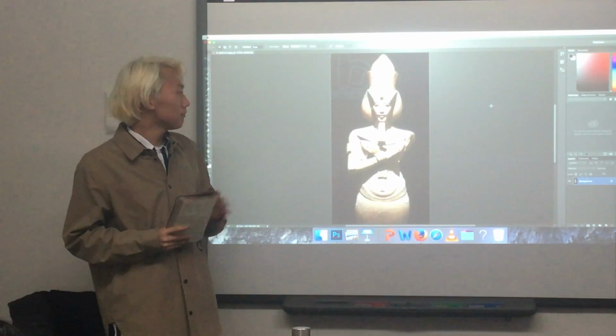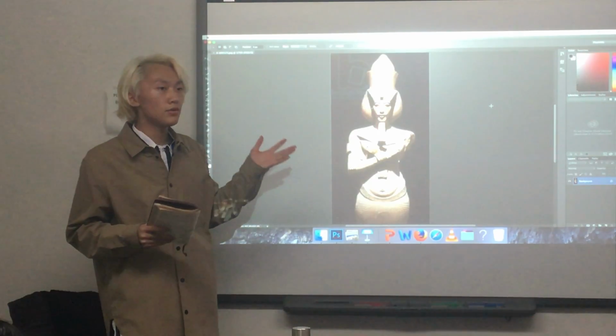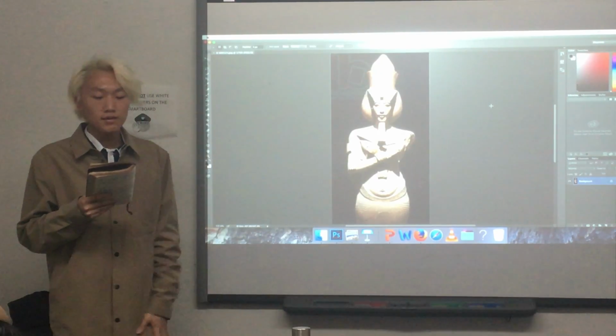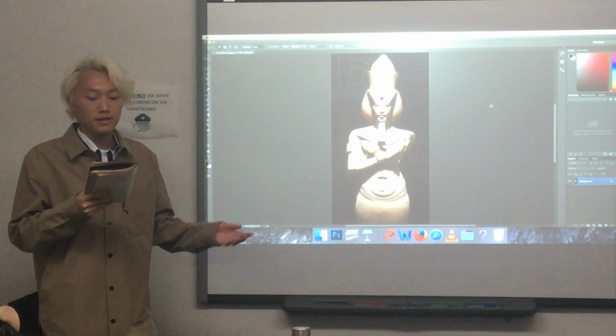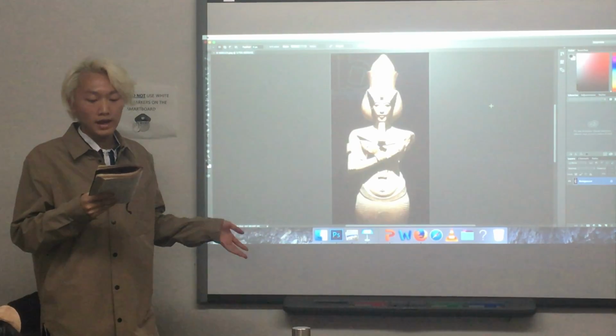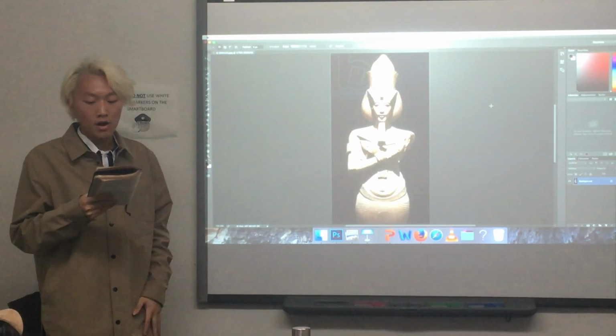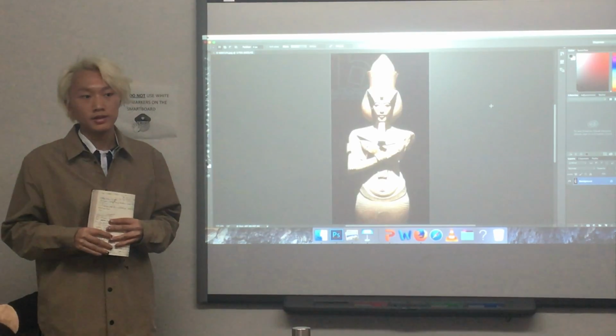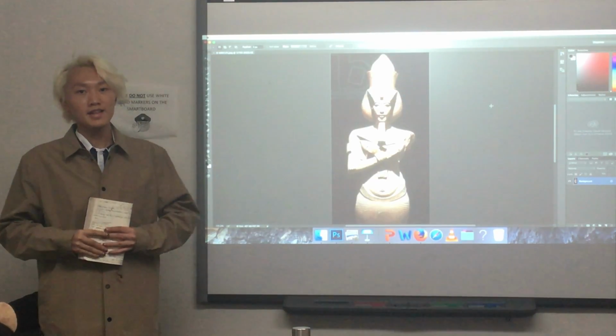So by comparing these two pieces, we can tell how amazingly these two pieces showcase both religious and artistic revolution in Egypt. And thank you guys.